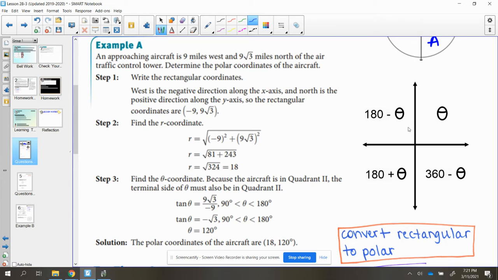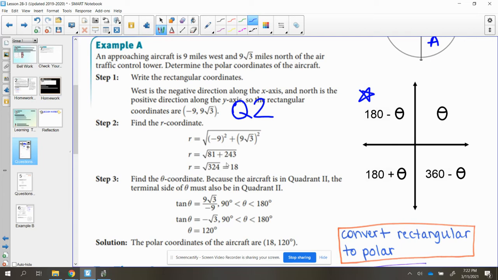And again, this picture, it just probably feels like it never goes away. We've been talking about it since literally Unit 3. You want to make sure you really think about what quadrant am I in my rectangular coordinates, because that's going to affect my theta value. For instance, in the example they have here, if you're at negative 9 comma 9 square root 3, you're in quadrant 2. So you're right here, which means if you're taking tan inverse in your calculator, you're gonna have to be careful of your theta value.